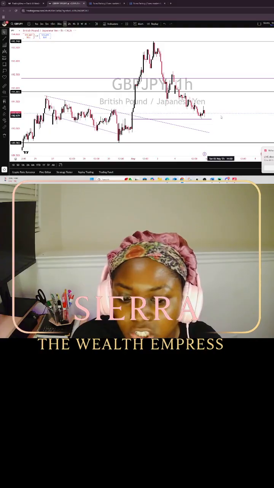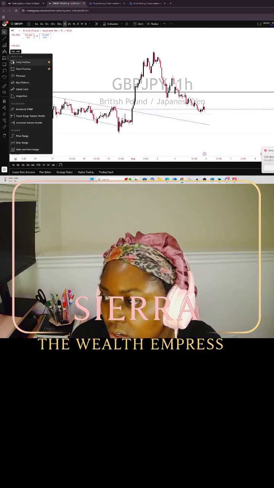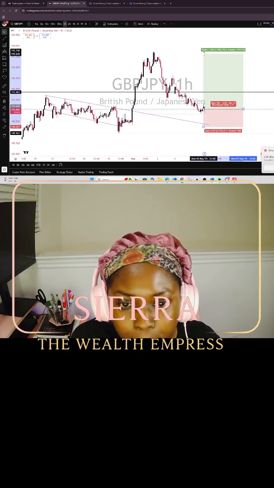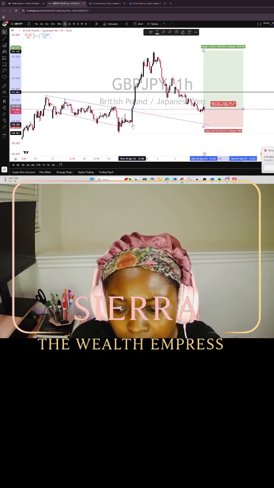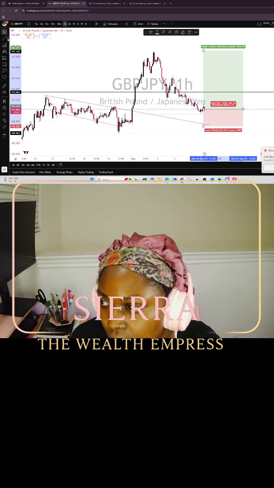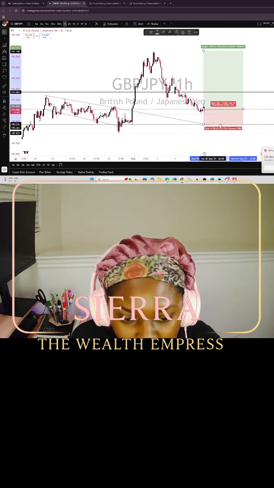My only thing about this GJ play, right? And I'm actually just going to go ahead and get in. The only thing that I don't like is my stop loss is going to be a little big because the stop loss will be below this candle right here. Let me make sure it's accurate. It's 70 pips.